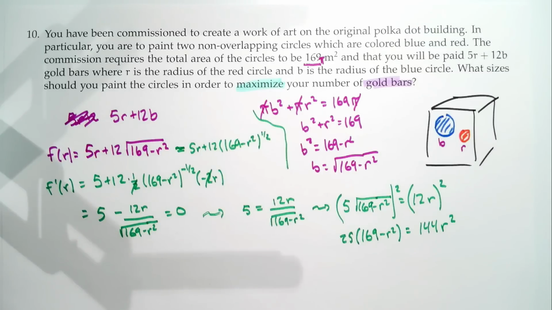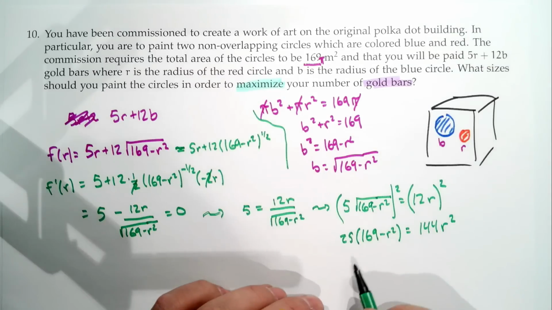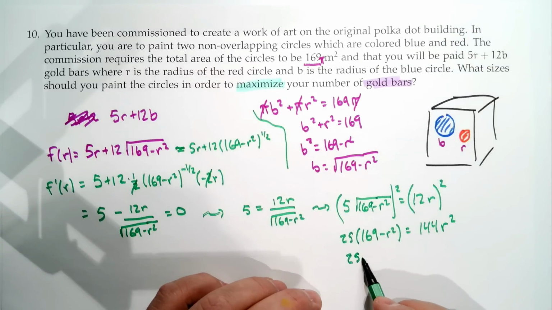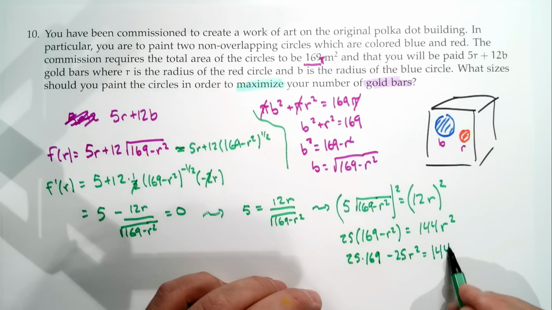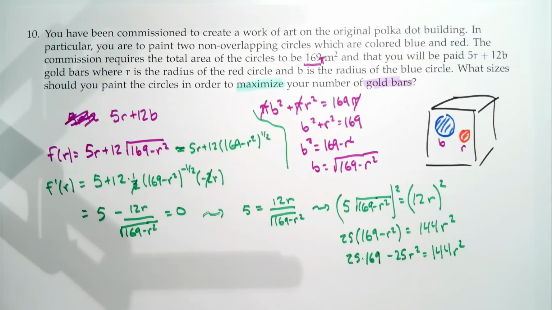And at this point, you probably are getting a little bit nervous and like, am I going to have to multiply 25 by 169? And the answer is you don't have to. Just write it as 25 times 169. Okay, that's not so bad. Less nervous. You don't always have to multiply the numbers out.